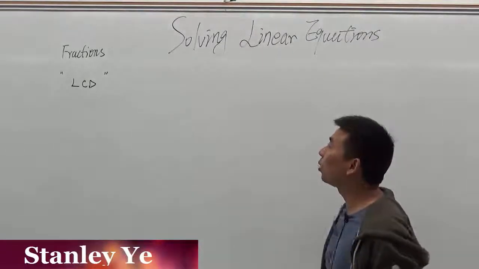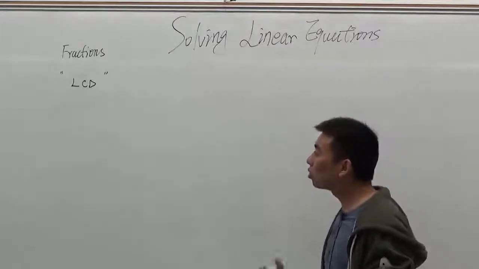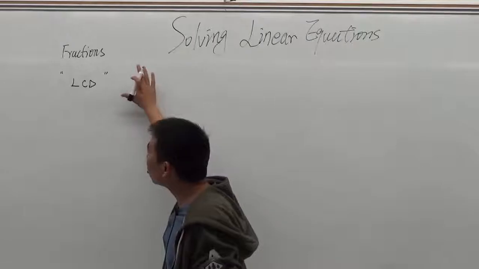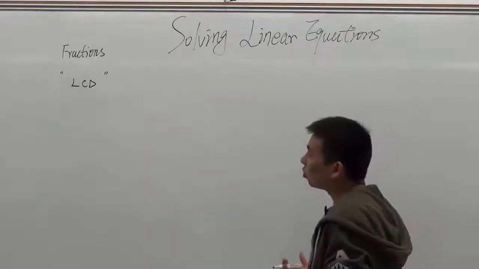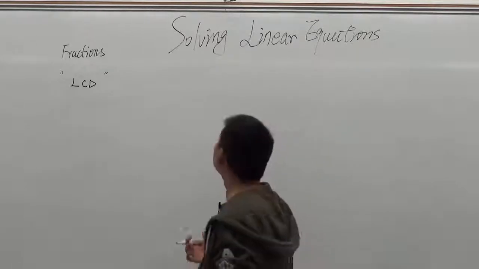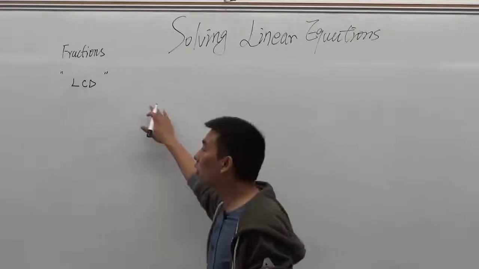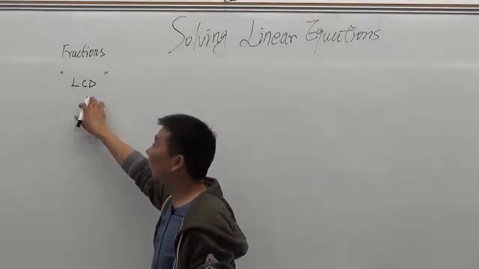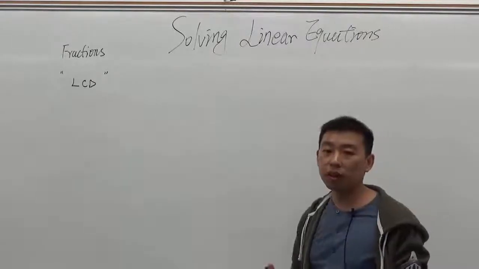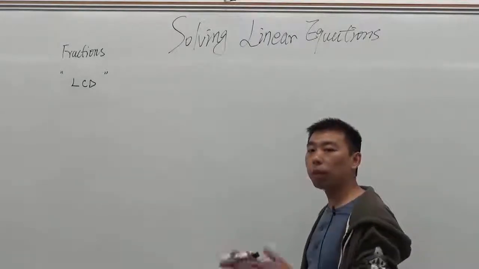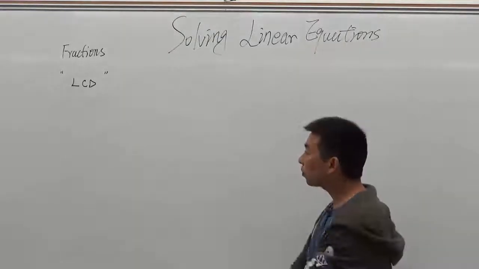In this video, we're still going to keep focusing on how to solve linear equations. We're going to do those equations with fractions. When there are fractions in the equation, the key to solving this type of equation is the LCD, which means the least common denominator. You need to know how to find the least common denominator, then multiply the LCD on both sides, then get rid of the fraction, then simplify the equation.